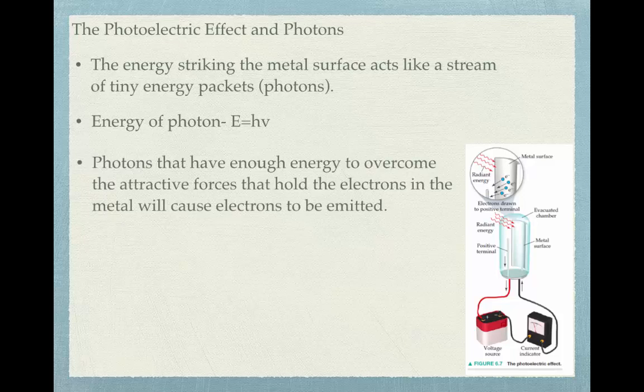And finally, he noted that in order for the photons to emit electrons, in order for them to hit the metal and allow electrons to be emitted, the photons required a minimum energy in order to overcome the attraction that the electrons had for the metal. If those photons had enough energy, then the electrons would be released, and that can actually be measured by the current indicator, as you can see in the diagram off to the side.